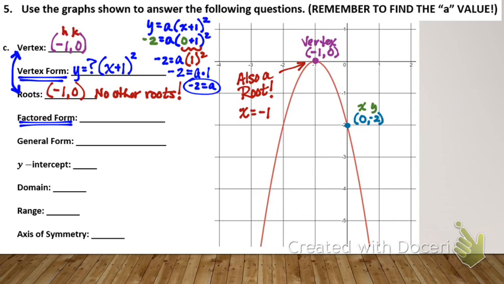There's my a value. Does that make sense with what we see on the graph? What kind of an a value were we expecting? Positive or negative? Why? Because it's going down. So what's my factored form then? Yep. y equals negative 2 times x plus 1 squared, because the vertex and the root were exactly the same. If they were different, then I'd have to do it like I did on the other problem. General form.